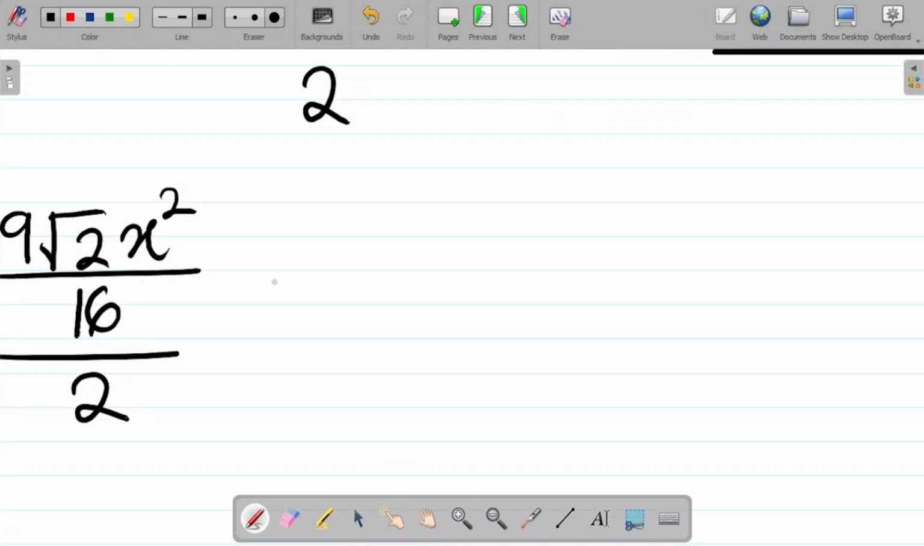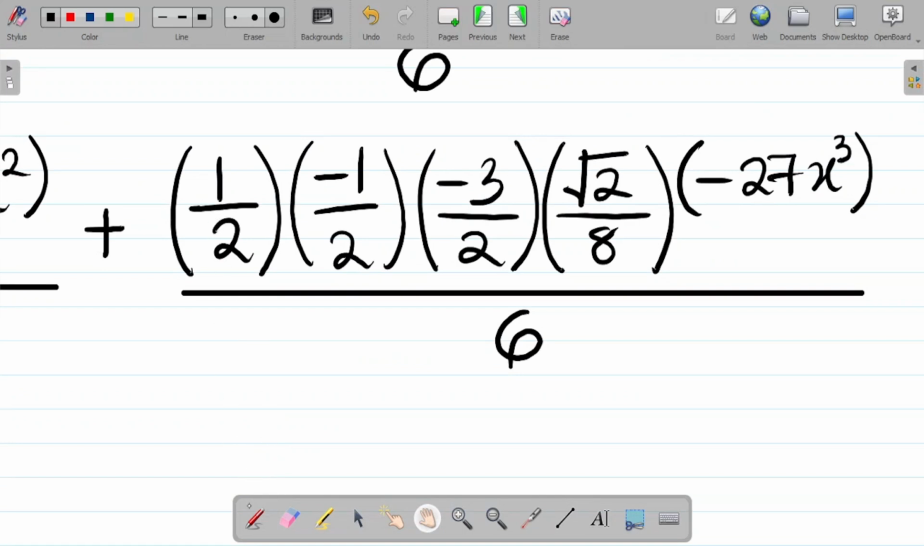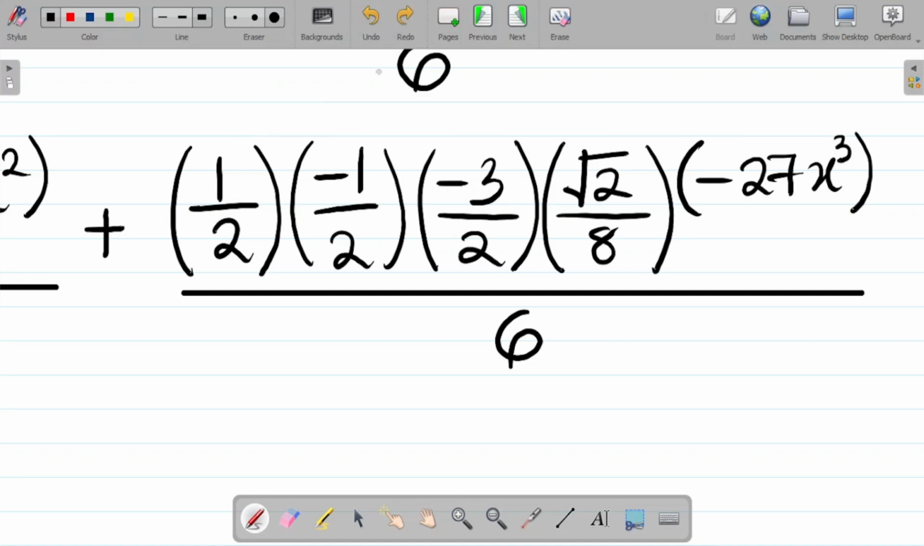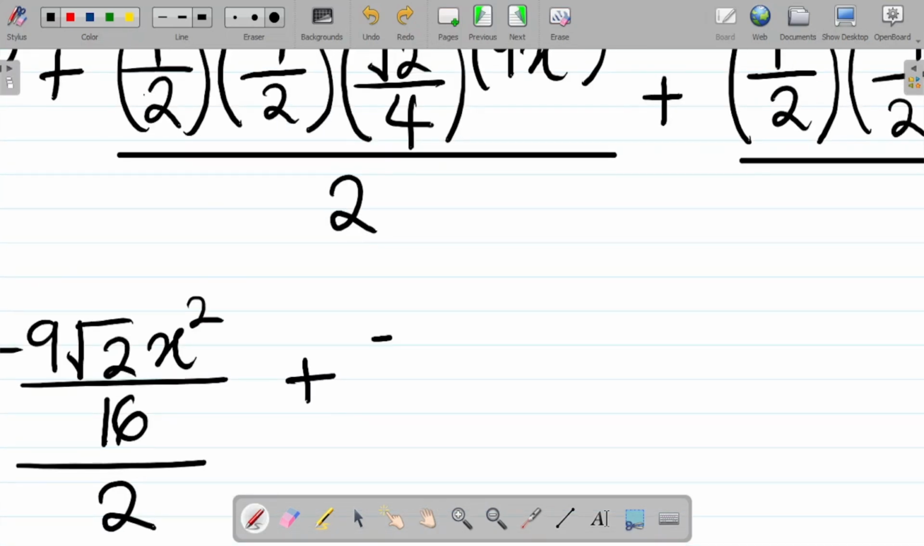So I have plus. Let's multiply numerator again. So I have this as 1 times minus 1, that's minus 1. Minus 1 times minus 3, that's plus 3. Plus 3 times root 2, that's plus 3 root 2. 3 root 2 times minus 27, that's minus 81 root 2. All right, you have that as minus 81 root 2. You have this.